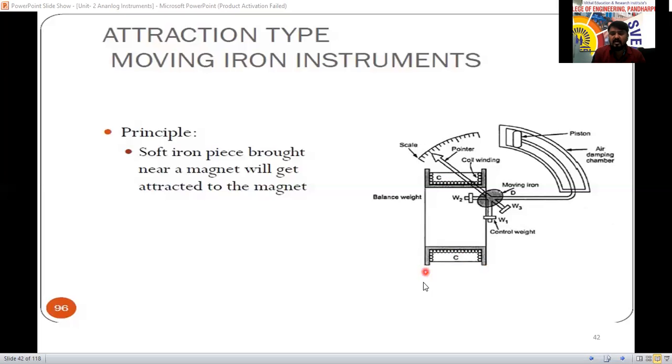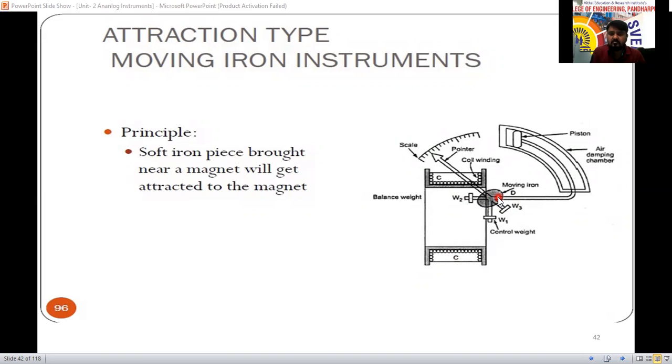Whenever current flows through this coil, it will act as a magnet. This iron core will act as a magnet. In between these two coils the magnetic field will be produced, and we have kept one moving iron, a flat iron piece, here. In between the magnetic field we have kept the iron piece, which means it is going to attract the iron. If we bring a magnet near to it, will it attract or not?